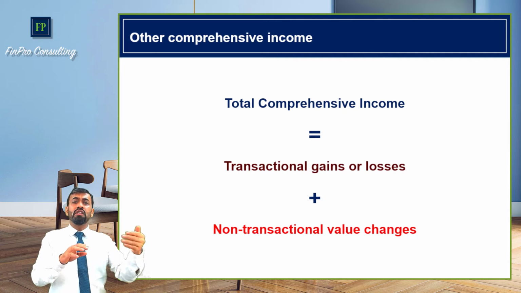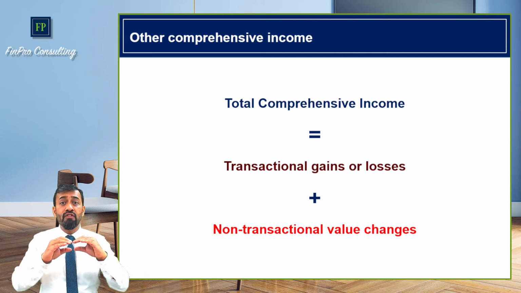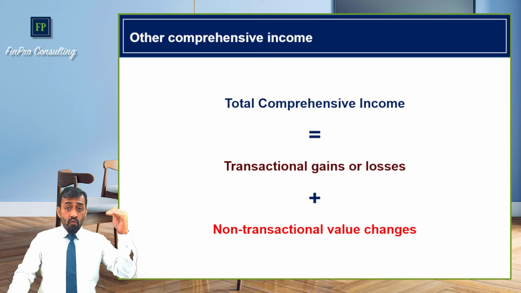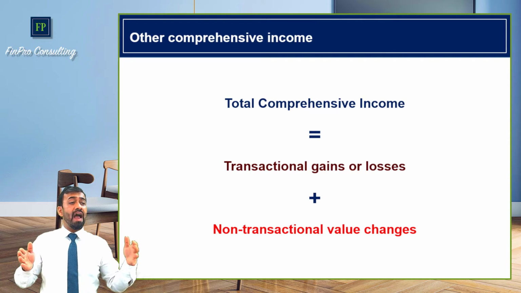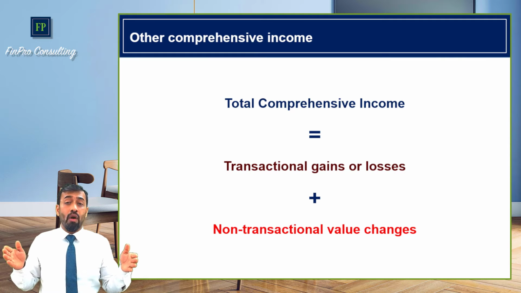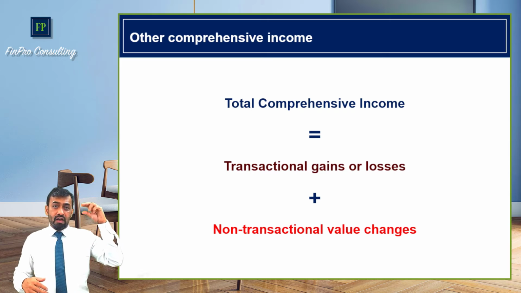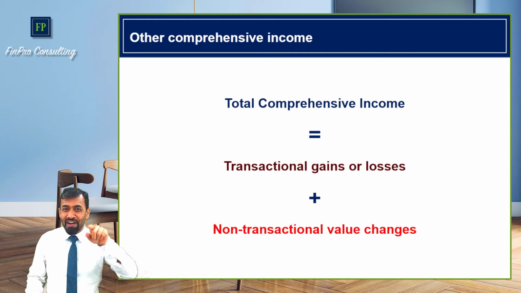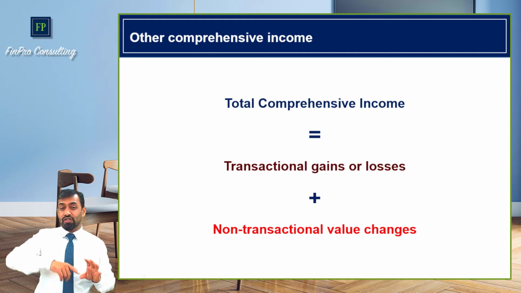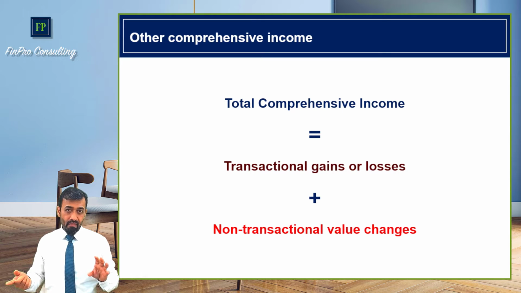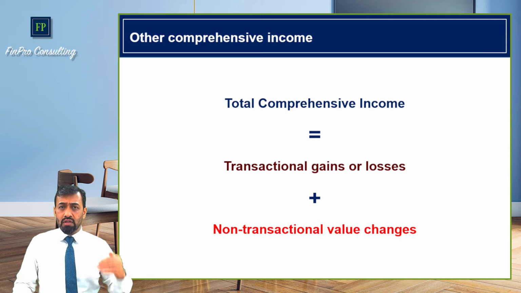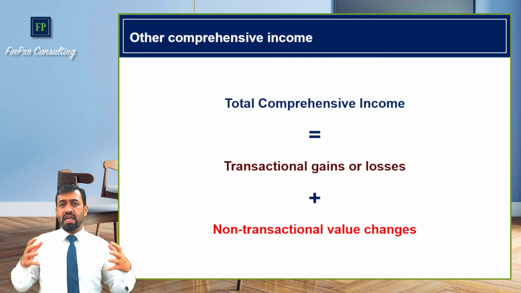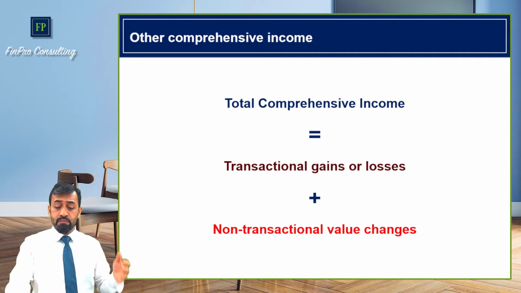So both this positive and negative impact should be informed to the investor with that intention. My profitability will be comprehensive and it will be considered as total comprehensive income. So total comprehensive income is comprised of transactional gains and losses, that is profit and loss, plus non-transactional value changes, which is other comprehensive income.